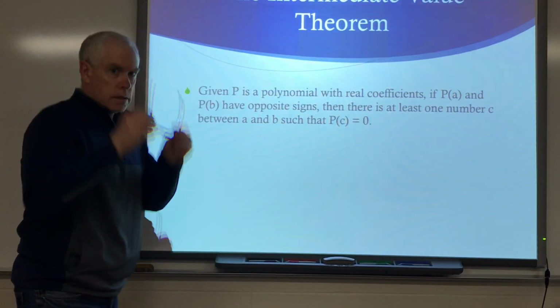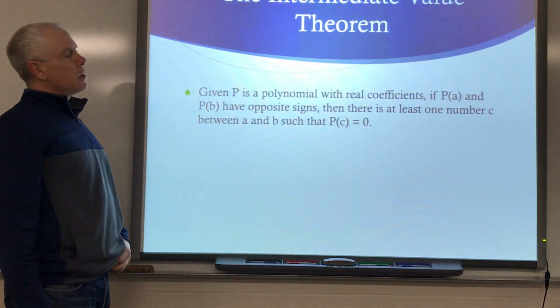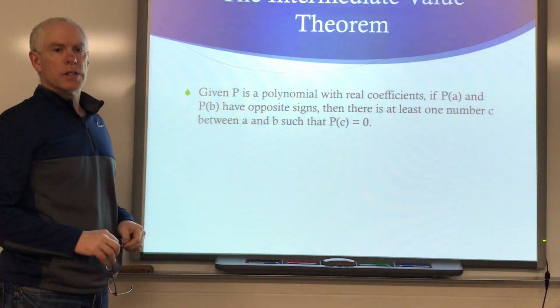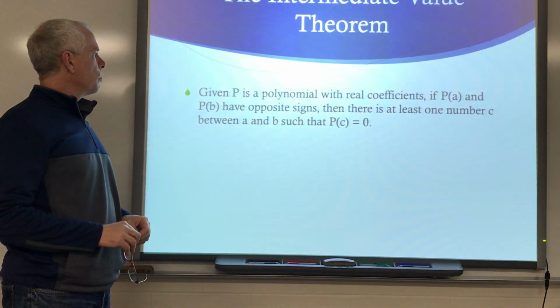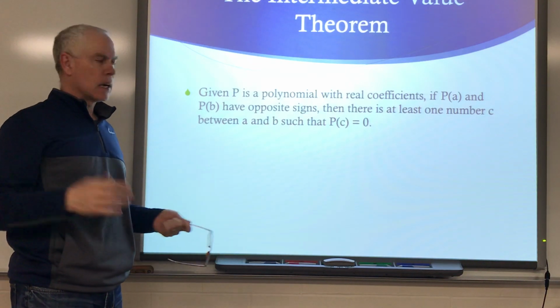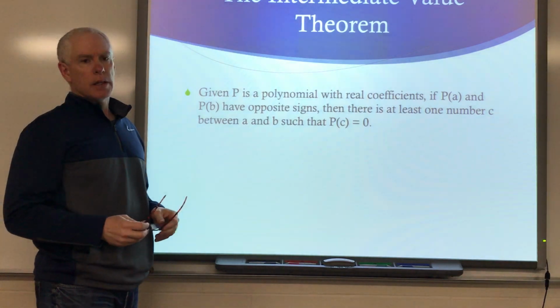Okay, you guys, let's start section 4.3. Here we go. So the intermediate value theorem says that given p is a polynomial with real coefficients, if p of a and p of b have opposite signs, so p of a is positive, p of b is negative, that kind of thing, then there's at least one number c between those a and b's that's a zero.